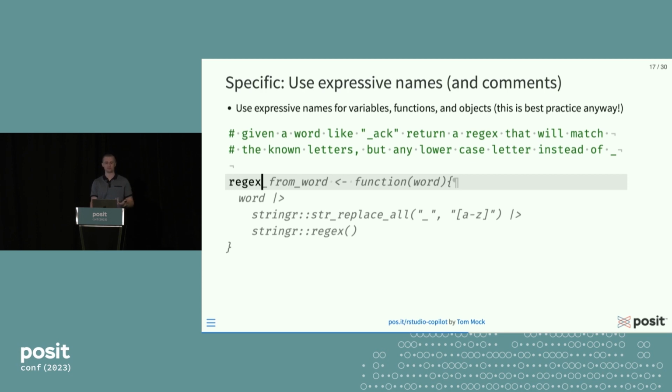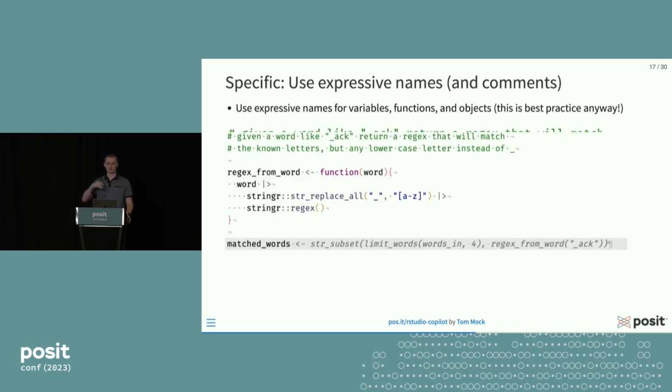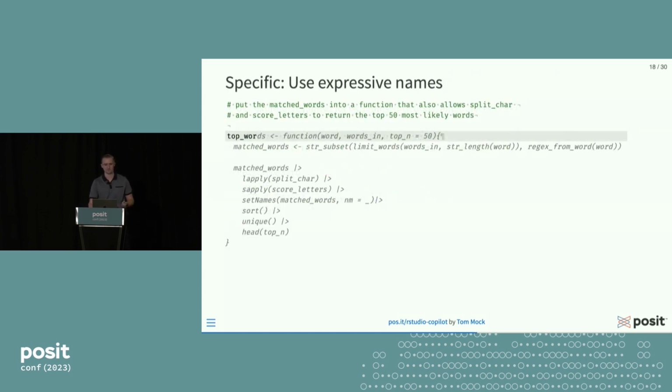And then I can apply that regex from word. So I can say, oh, well, given that, let's do matched words. No comments, but just by using what are the matched words as the expressive name, now it's saying, oh, well, we'll subset, limit the words in, get the regex, apply those together, and these are the words from my little database of words I have locally that are 4 units long and could possibly match your missing letters. But no comments, just by using expressive names and the additional context from within the document.